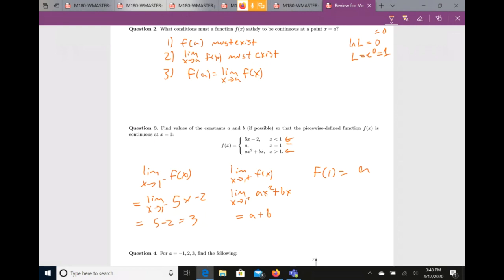All right, that comes from this middle part, where it says when x is 1, f of x is a. So all three of these quantities really need to be equal to each other. In order for the limit to exist, the left and right hand limits need to agree with each other. And then both of those together need to agree with the actual value of the function. All three of these things need to be equal, basically.